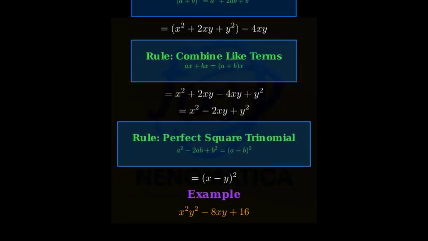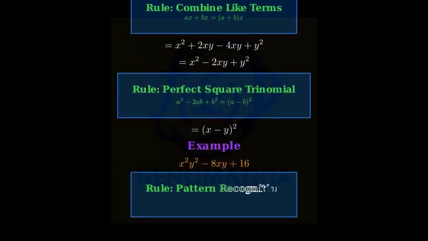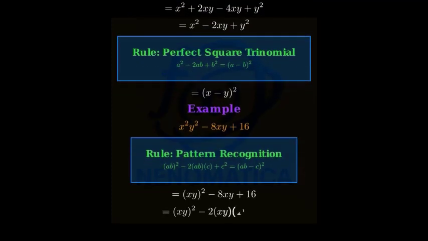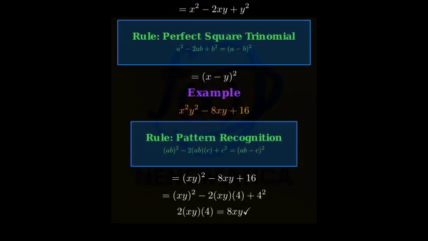We have x squared y squared minus 8xy plus 16. This might look more complicated, but we can use a similar pattern to factor it. For this expression, let's look for a pattern. We'll see if it matches the form (xy) squared minus 2 times xy times some number plus that number squared. Looking at our last term, 16, we need to find a number whose square is 16. That number is 4.